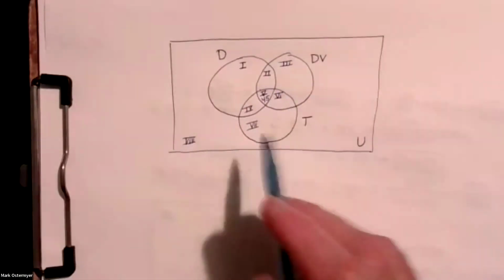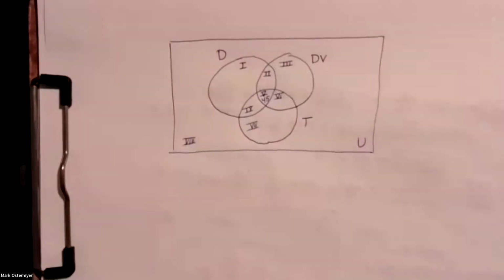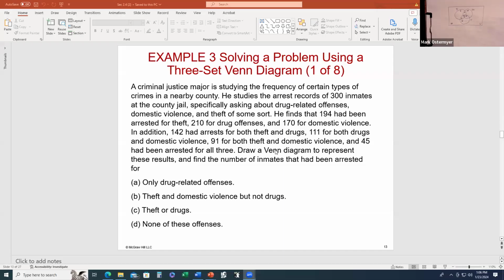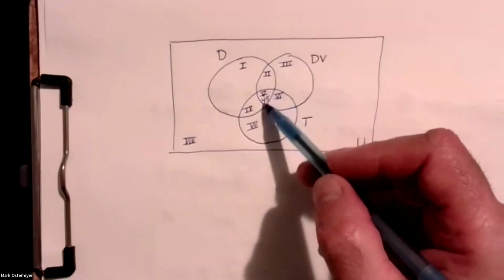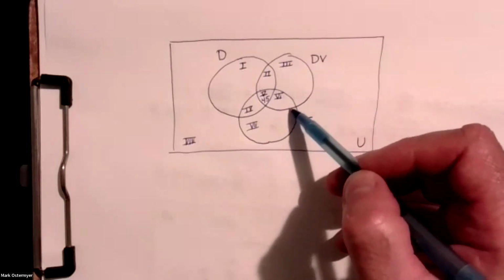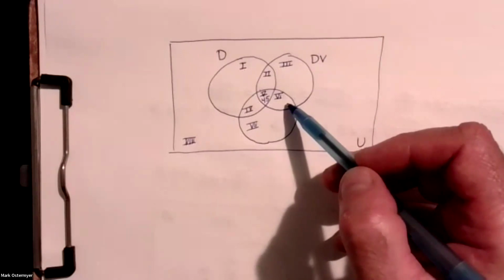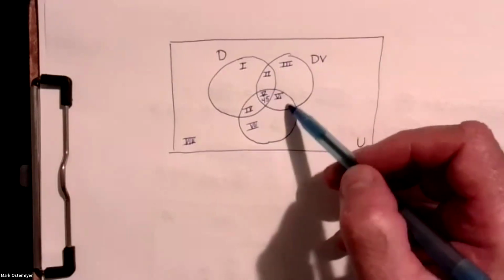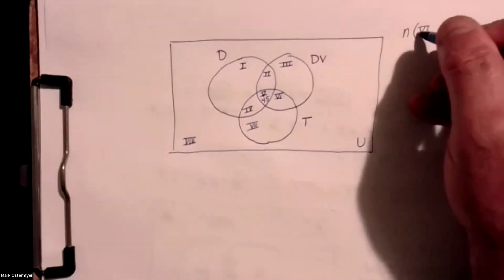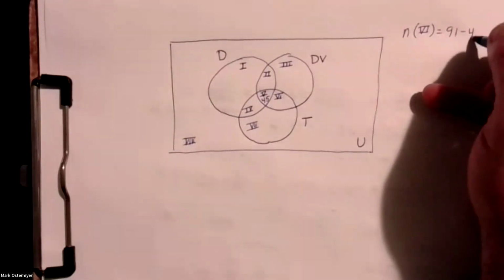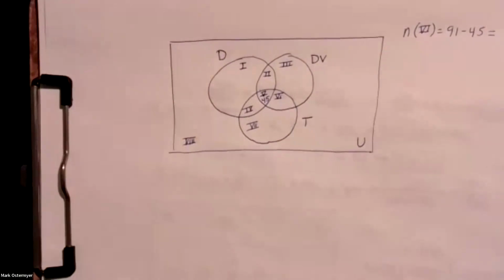45 had all three offenses. Okay. We continue to read backwards through the word problem now. The next number was 91. 91 for both theft and what? Domestic violence. 91 for theft and domestic violence. But ladies and gentlemen, of the 91, how many have been accounted for? Of the 91 that had domestic violence and theft, how many have been accounted for? 45, do you agree? So the cardinality of region six here would be 91 minus 45. And what does that give us? 91 minus 45.